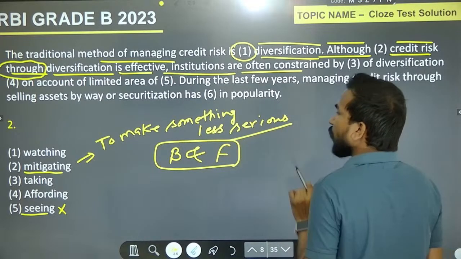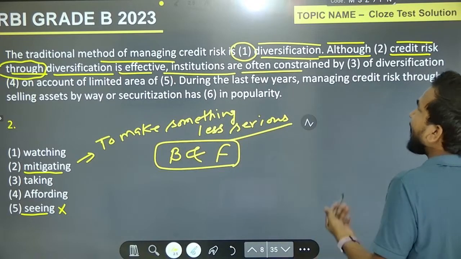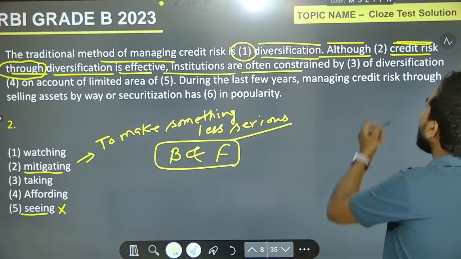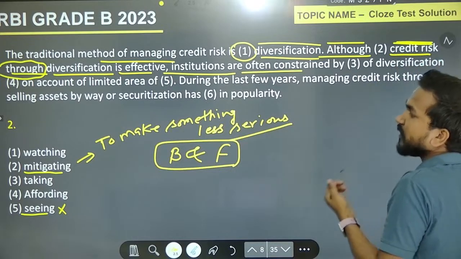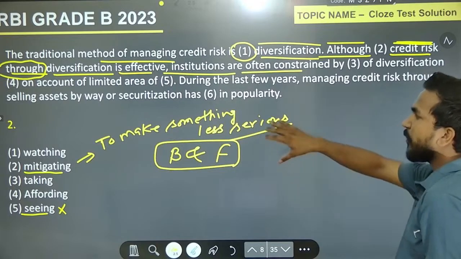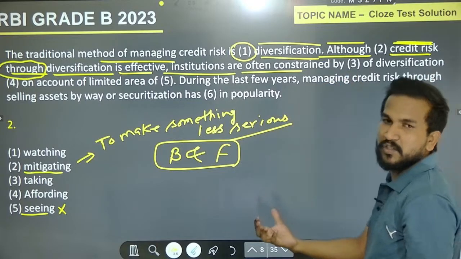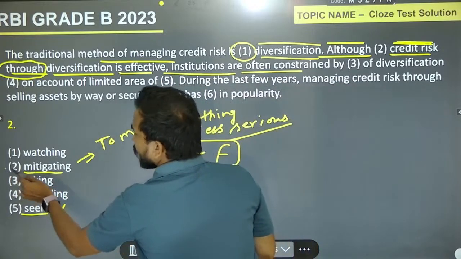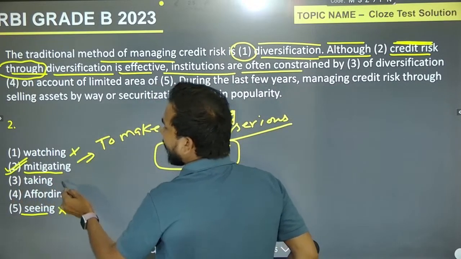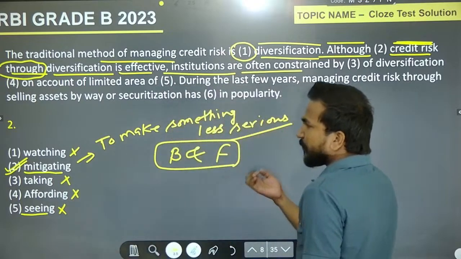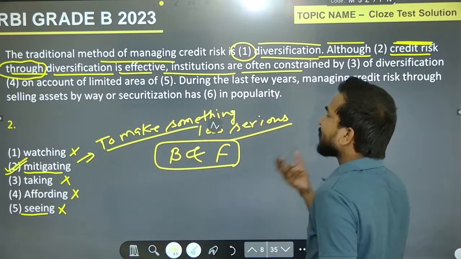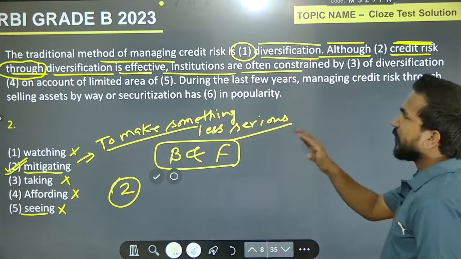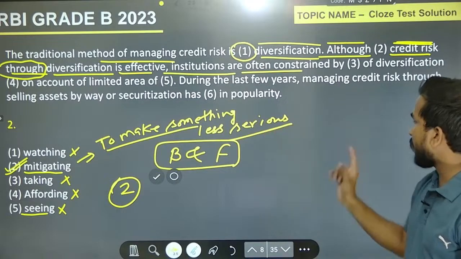So what we are talking about? We are talking about mitigating credit risk, because people usually know that the credit risk is always very high. But what we are talking about? We are mitigating it through diversification. We are going to lace it through diversification. So what it must be? It must be mitigating. And what is the meaning of mitigation? That is to make something less serious, and that is the right meaning. So what it must be? It must be second in the second question.